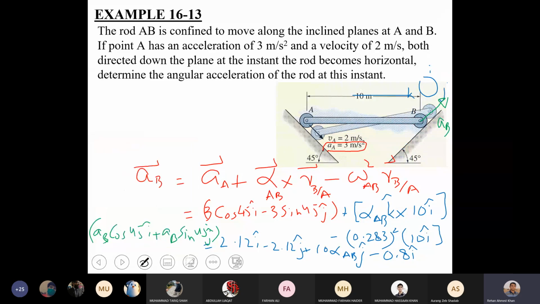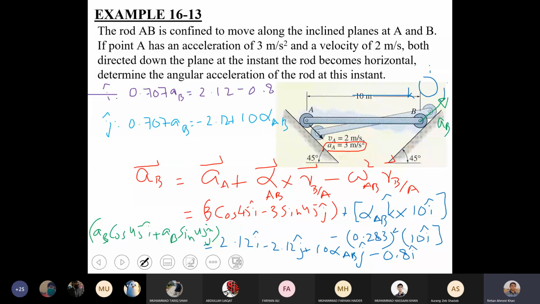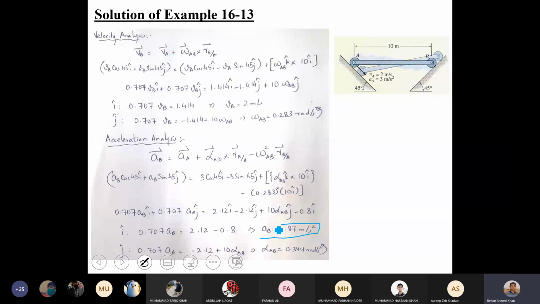Okay, now since it is a vector equation, you are going to compare the i and j coefficients on both sides of this equation. So once you are comparing the i coefficient, it means that 0.707 aB should be equal to, on the right hand side it is 2.12, and kiske saath i hai? Minus 0.8. Minus 0.8. So the i coefficient equation would be like this. When you write the j coefficient equation, on the left hand side 0.707 aB should be equal to minus 2.12 plus 10 alpha AB. Ye aapke paas do equations aa jayengi by comparing the i and j coefficients on both sides of this equation. Once you solve it, the value of aB comes out to be 1.87 meter per second square, and accordingly the value of alpha comes out to be 0.344 radians per second square.